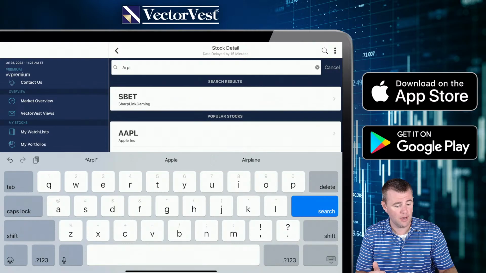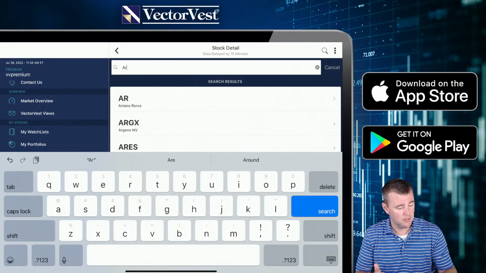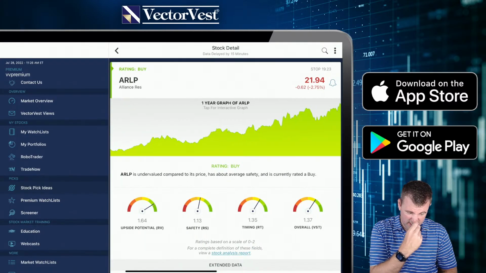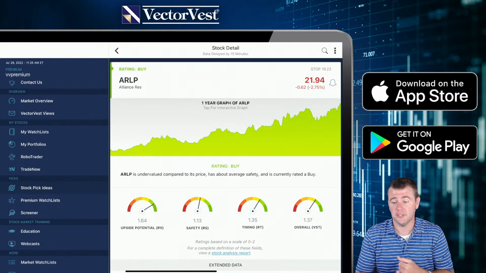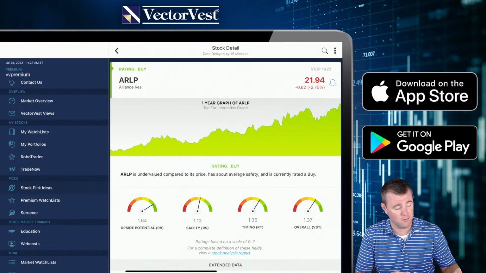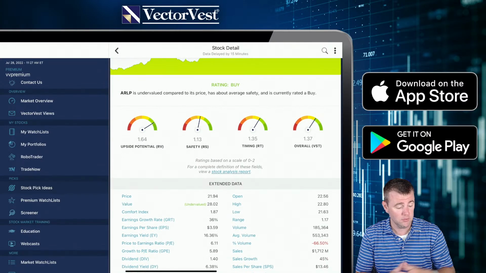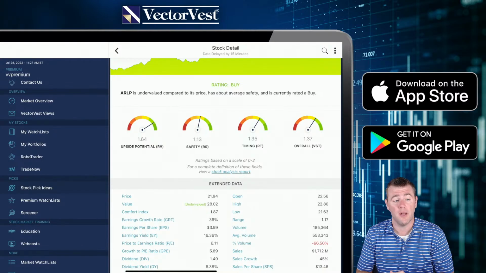ARLP. There we go. So ARLP, great long-term potential actually. Less risk associated with it. Nice steady short-term uptrend. Overall, the stock is definitely favorable. If you scroll down, also, the stock is undervalued currently as well.